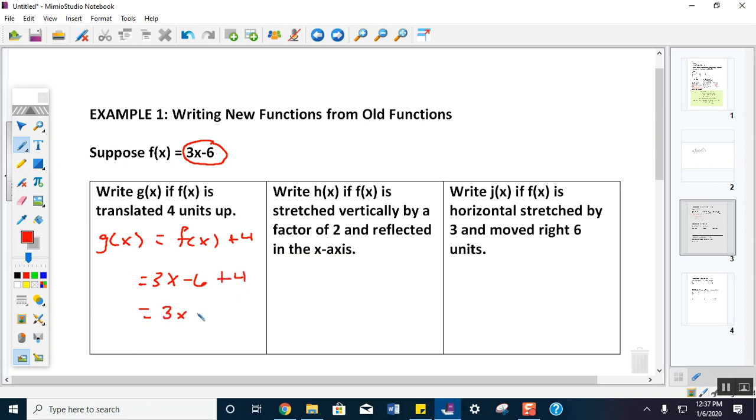3x minus what? Now guess what? I don't have this pulled up right here, but g of x would equal what here? 3x minus 2. And I think you guys know that. You've seen that, you should understand that.